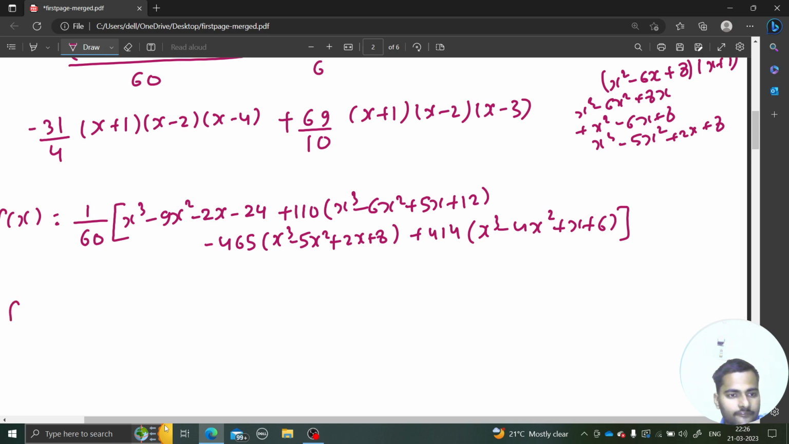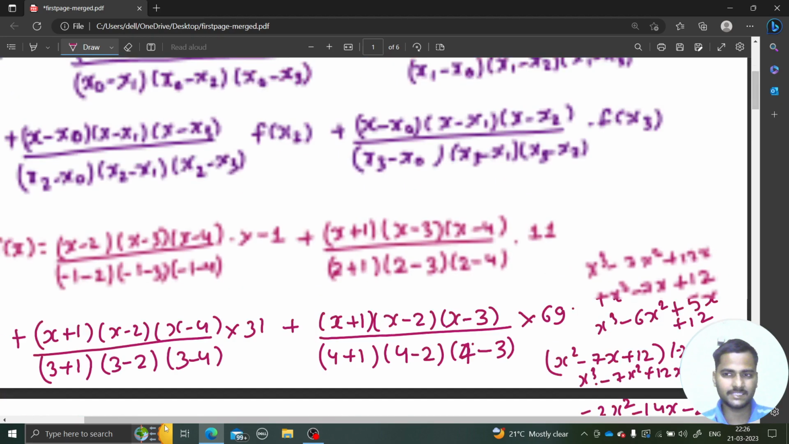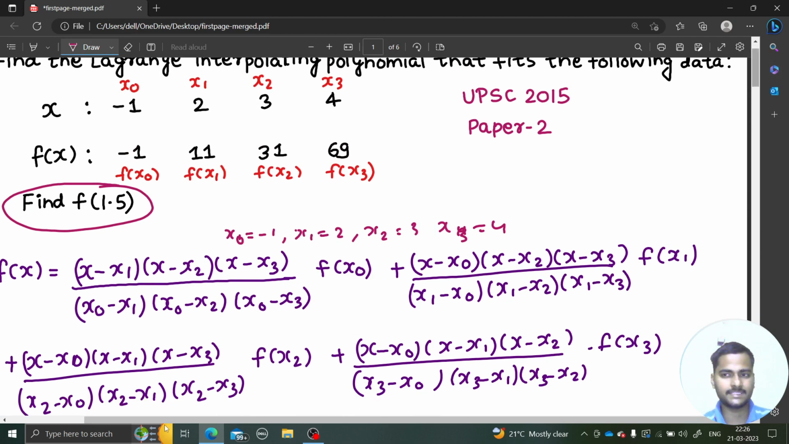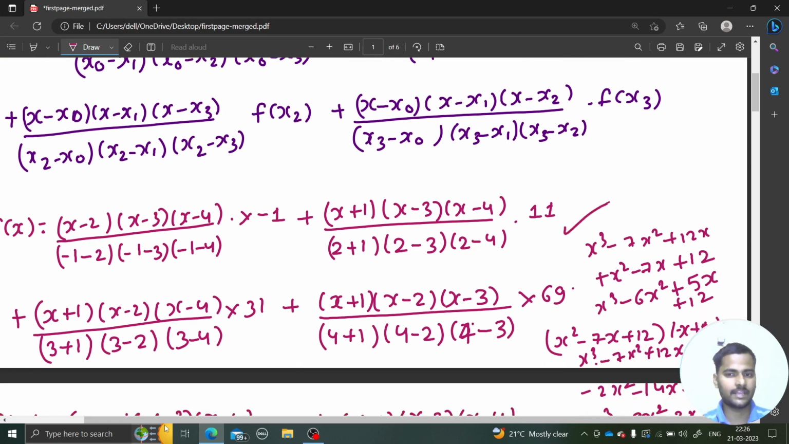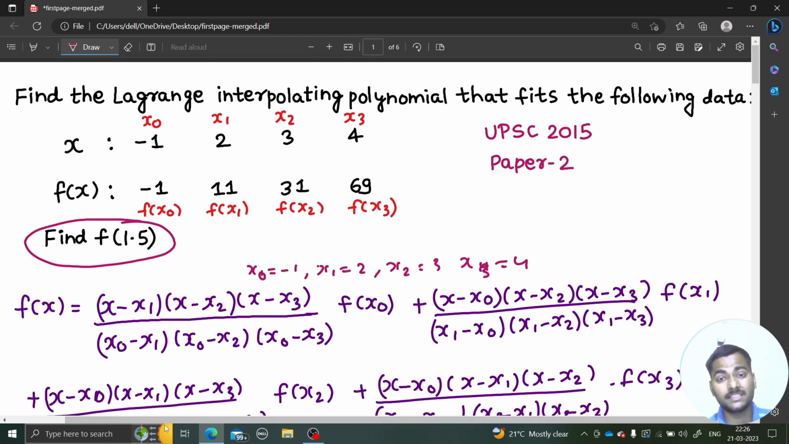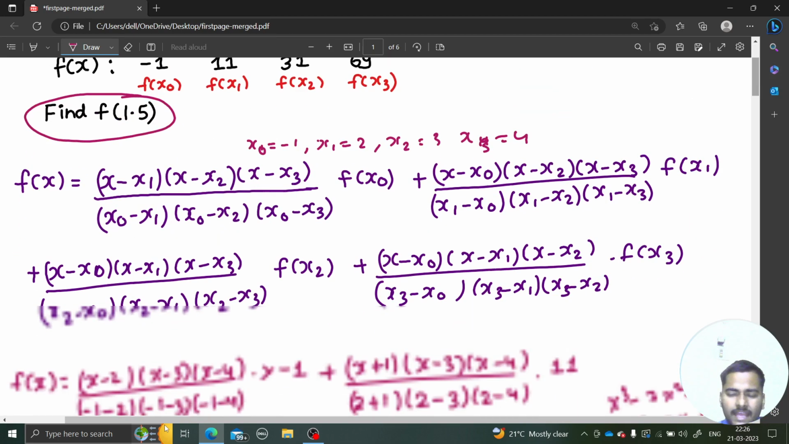I have now f of x equals 1 by 60. And why I am doing all this, I don't know, because in examination this was the most crucial thing: we need to find f of 1.5. So the moment you reach this step, you can evaluate f of 1.5 from there only. There is no need to find a polynomial, but as and when it is required, because they are asking for Lagrange's interpolating polynomial that fits the following data and hence find. So I think they would have asked for the polynomial also.